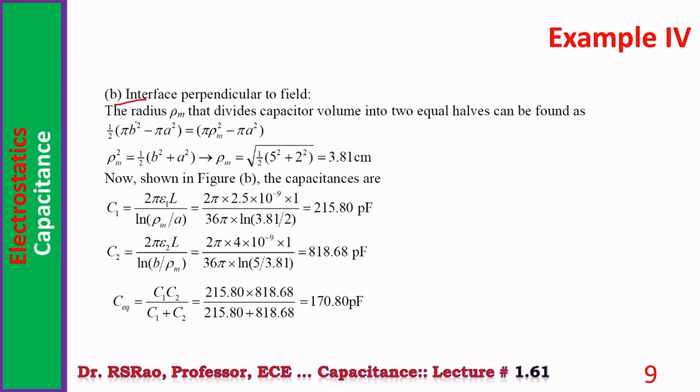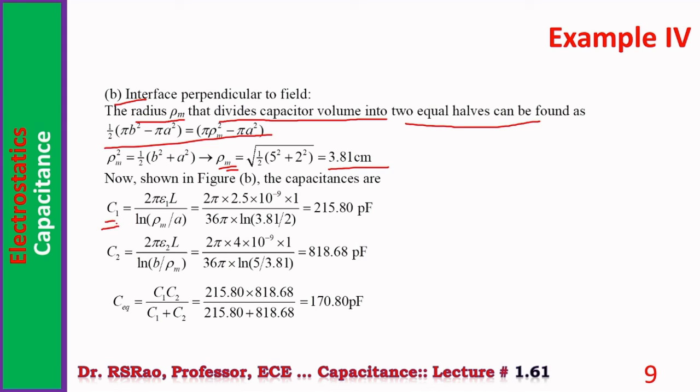Now the radius rho m that divides the capacitor volume into two equal halves can be found from this relation. Half pi b square minus pi a square equal to pi rho m square minus pi a square. Substituting the given values, rho m can be found equal to 3.81 cm.